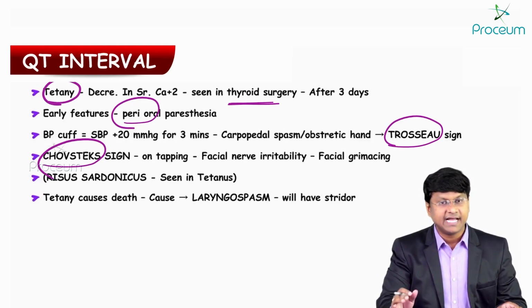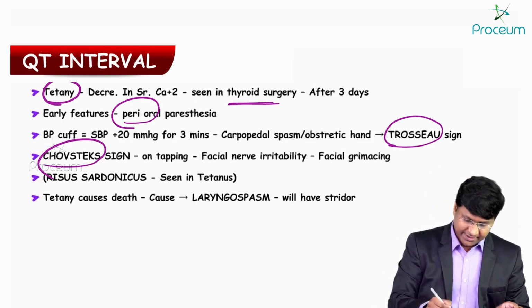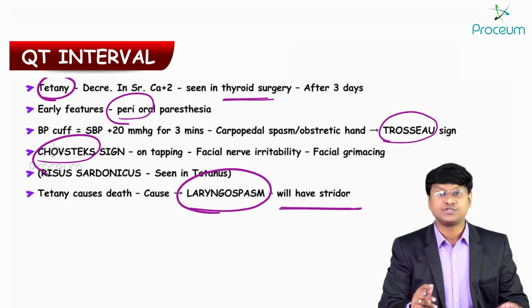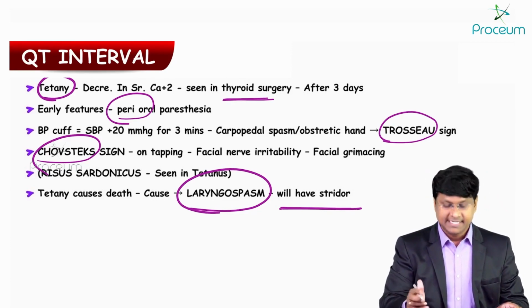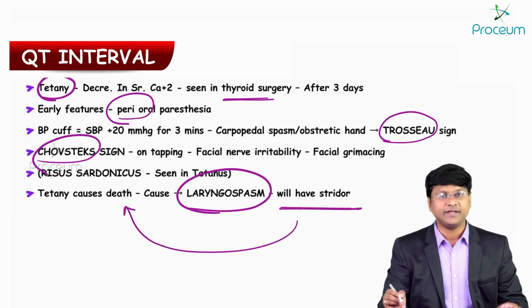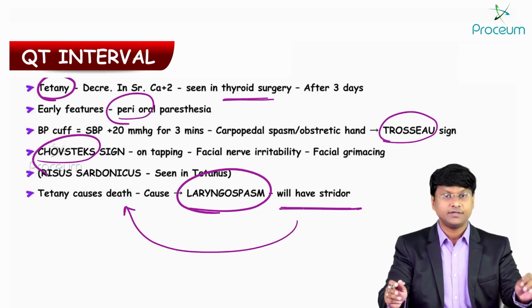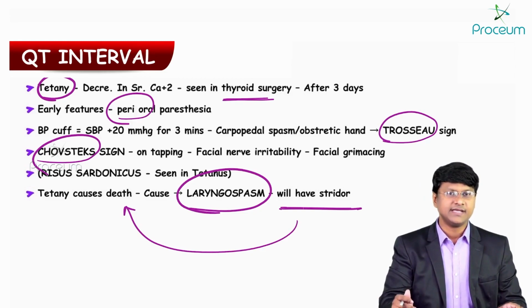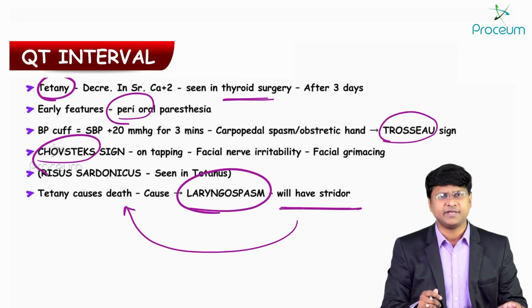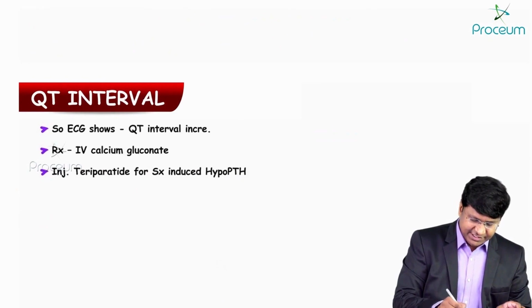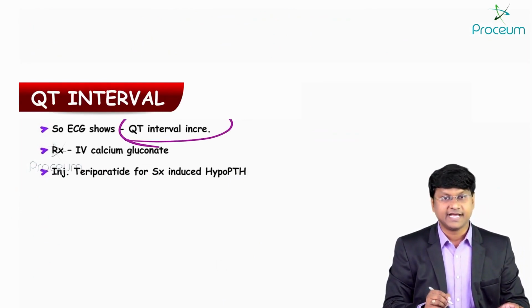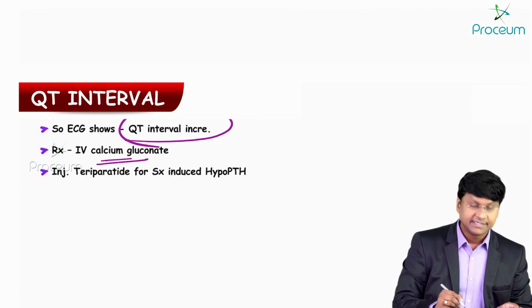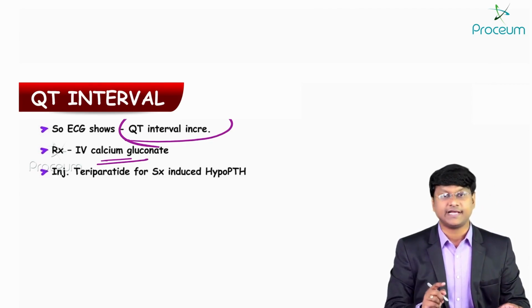Apart from that, in case of hypocalcemia, the cause of death is laryngospasm. With laryngospasm, the individual will have stridor, and this will make the individual land up in death. So this is about the clinical manifestations of hypocalcemia and the cause of death. And how do you treat this particular hypocalcemia? If you take the ECG, there will be a prolonged QT interval in hypocalcemia, and the drug of choice in hypocalcemia is intravenous calcium gluconate.